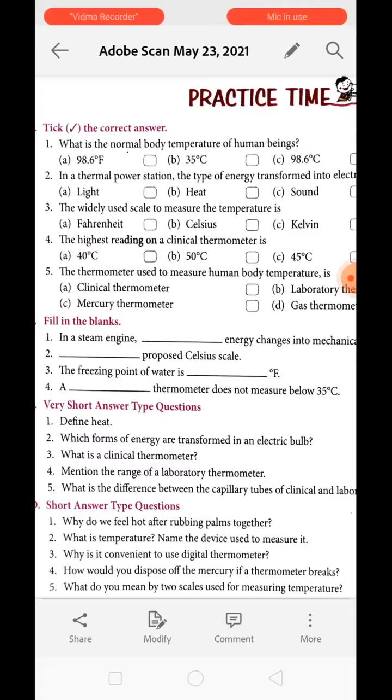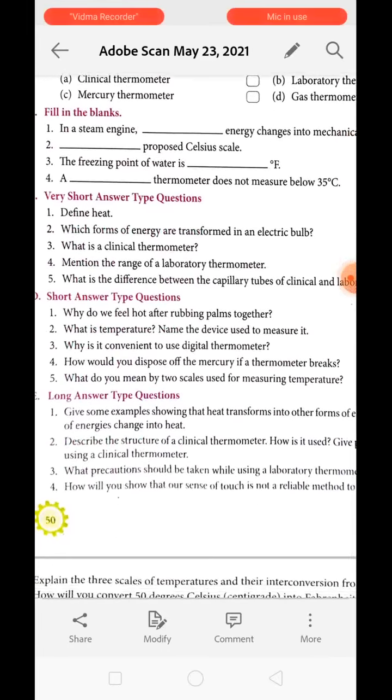Now B section, fill in the blanks. First question: in a steam engine, dash energy changes into mechanical energy. Heat energy. The first answer is heat. Second question: dash proposed the Celsius scale. Celsius proposed the Celsius scale. Third question: the freezing point of water is dash Fahrenheit. The freezing point of water is 32 Fahrenheit. Fourth question: a dash thermometer does not measure below 35. The clinical thermometer does not measure below 35 degrees centigrade. Understood?